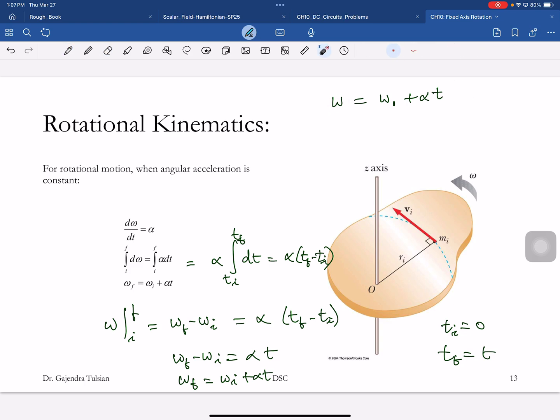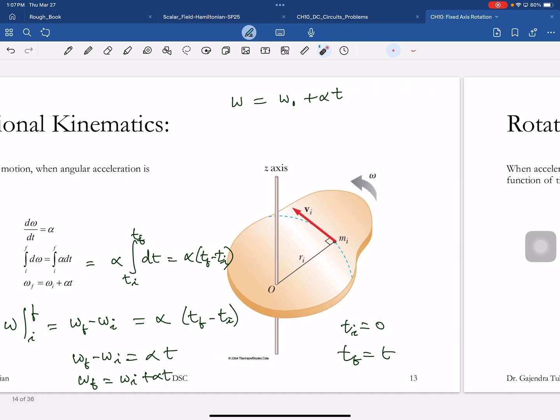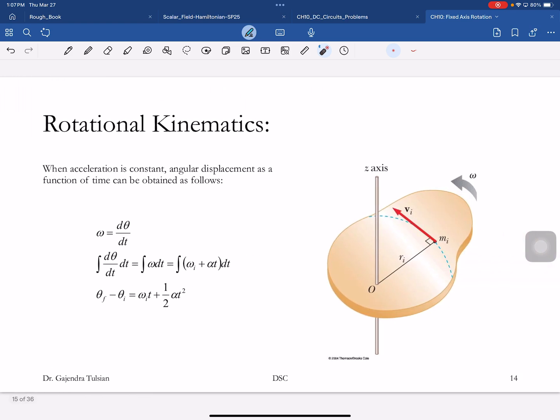Angular velocity linearly increases with time. So similarly, you can do the following. Again, use this equation, do the integral, and then substitute for omega. Angular displacement, that is final angular position minus initial angular position, is initial angular velocity times time plus 1/2 alpha times t squared. And this is the parallel of this equation.